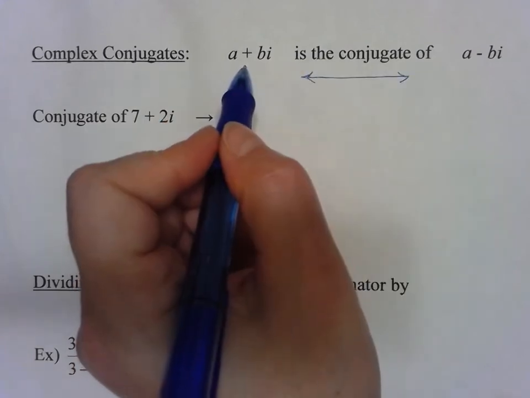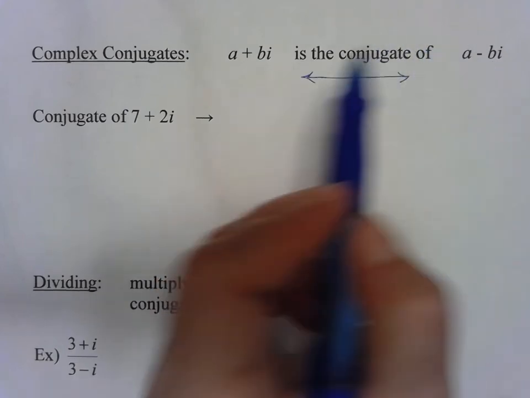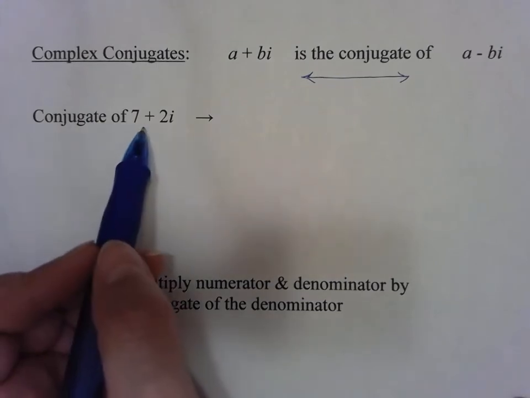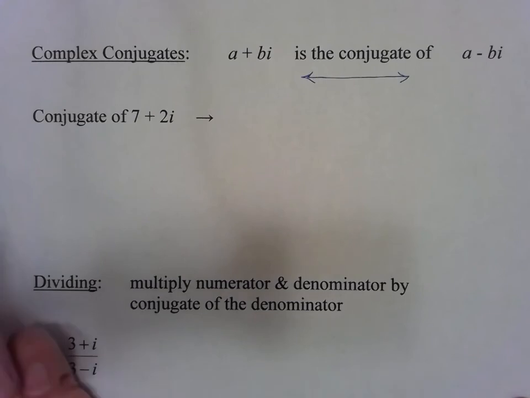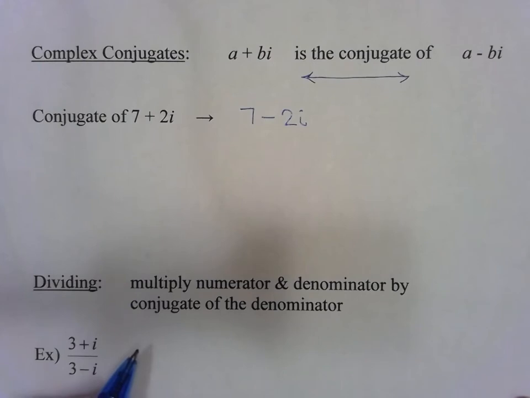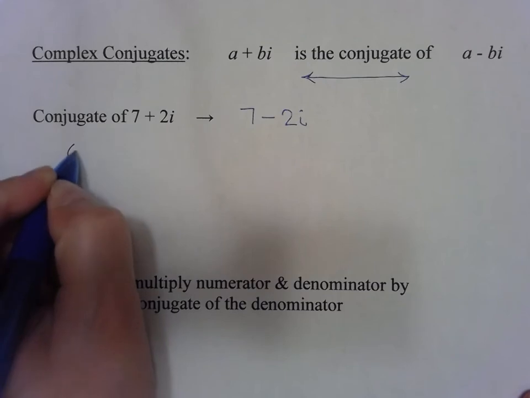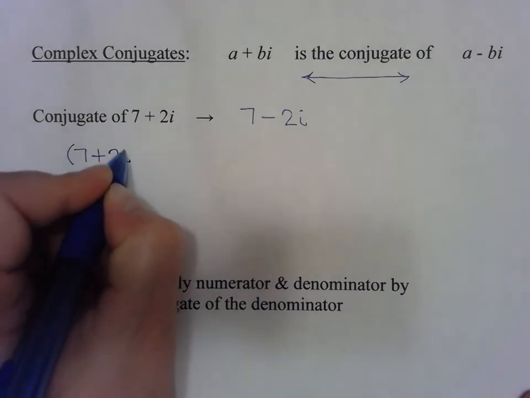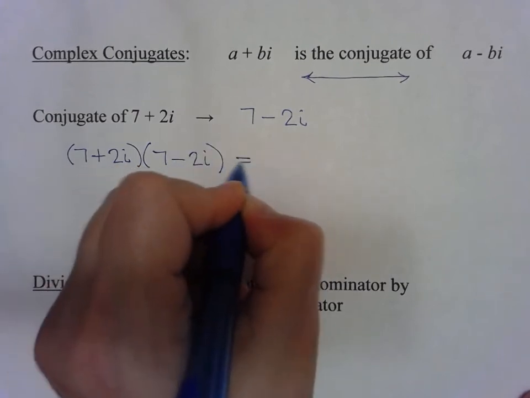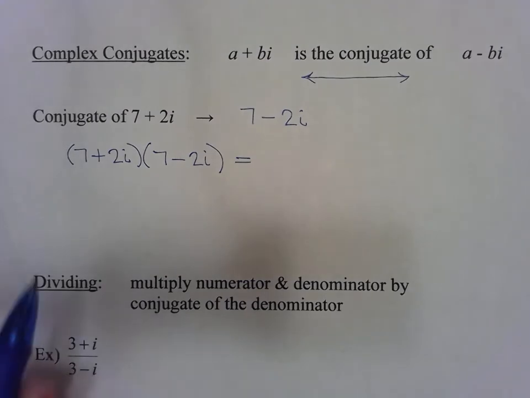So the conjugate of a plus bi is a minus bi, and the conjugate of a minus bi is a plus bi. Okay. So the conjugate of 7 plus 2i would be 7 minus 2i. Okay, so that's all great. Why are they conjugates? Here's why. Something special happens if we multiply them together. So let's multiply 7 plus 2i by 7 minus 2i and see what happens.